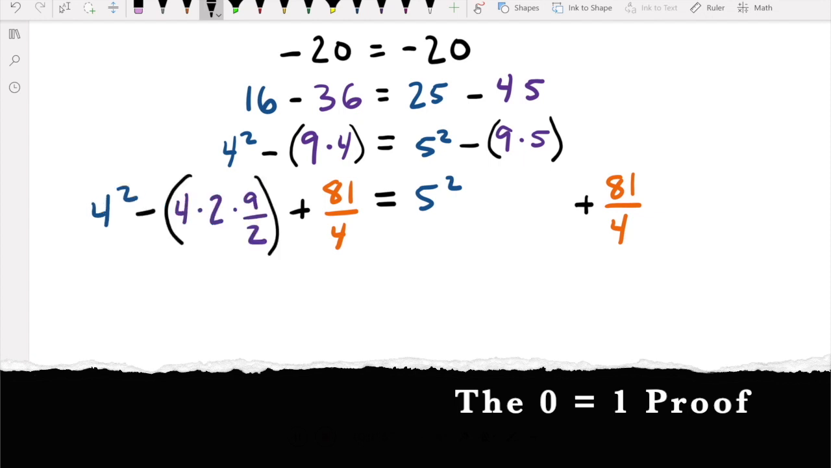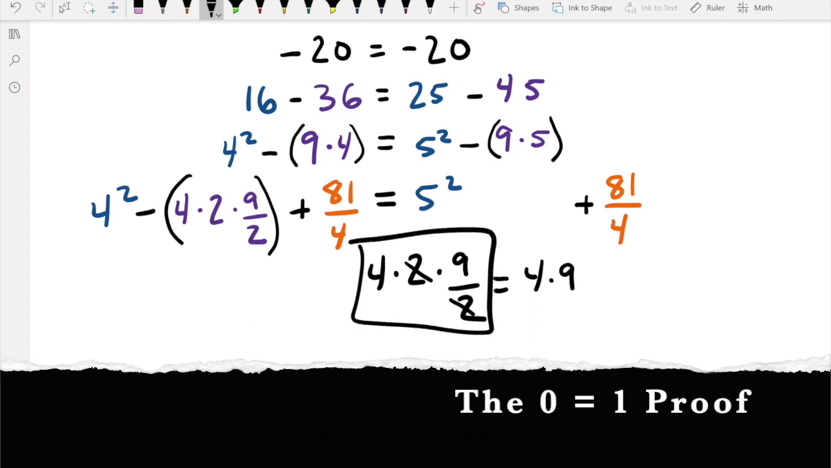So we're going to change 9 times 4 to 4 times 2 times 9 halves. And they are the same. So let me just show you real quick. Okay, 2 times 9 over 2. These 2's cancel out, and you're left with just 4 times 9. You can try the calculator. This here equals 36, and this also equals 36. They are just different ways of writing the number 36.